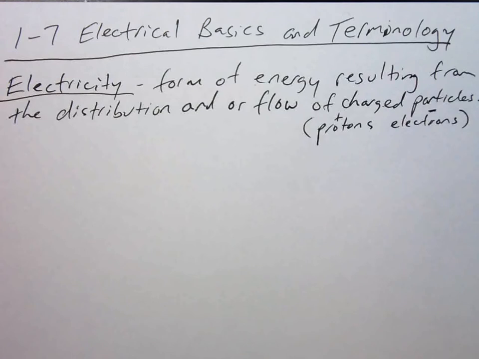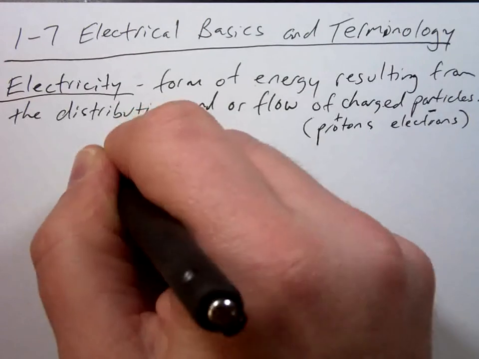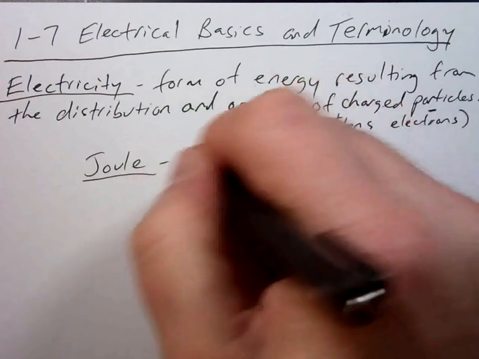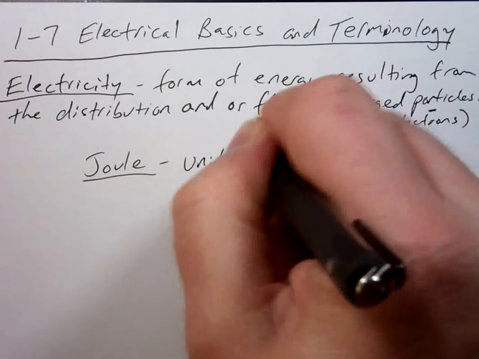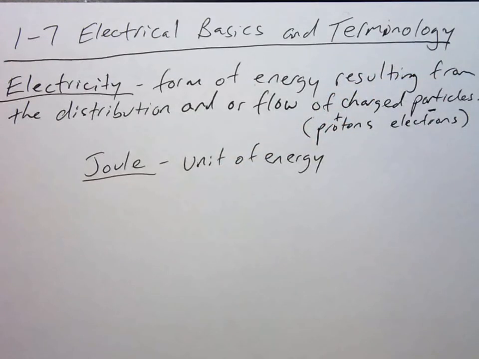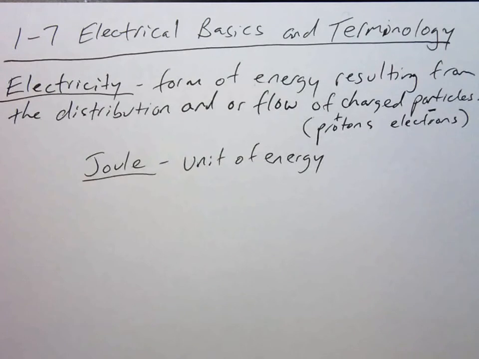Okay, but we need some other terms as well to help us understand what's going on here. And the first one, these are units. Joule is the first unit, and this is very simply a unit of energy. Ultimately, that's what you're paying for from the electric company, is them supplying joules of energy to your house. They don't call them joules because joules are very small quantities.